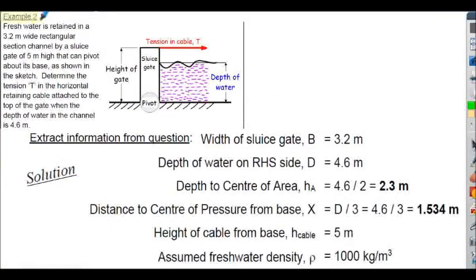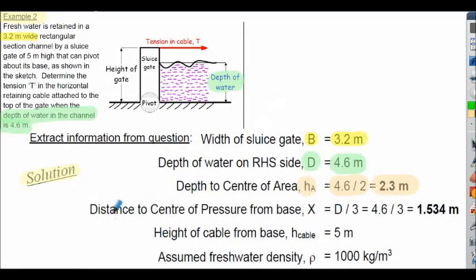So here's example 2, the commencement of the solution. As always, we firstly extract information from the question. The width of the sluice gate, I've labelled that as B, 3.2 metres, stated in the question here. I said that's the dimension out of the page. The depth of water on the right hand side, here labelled as D, is 4.6 metres, stated in the question here. The depth to the centre of area will be half of the depth of the water, so HA in this case is 2.3 metres.